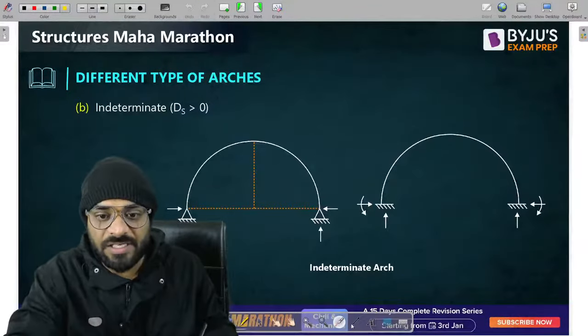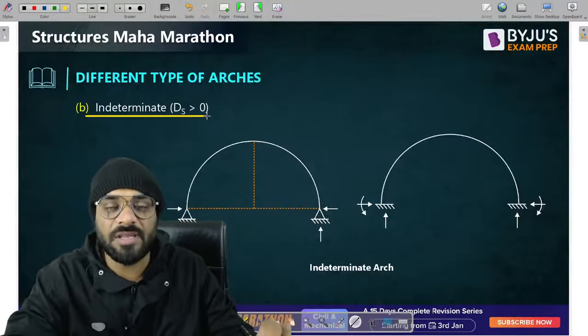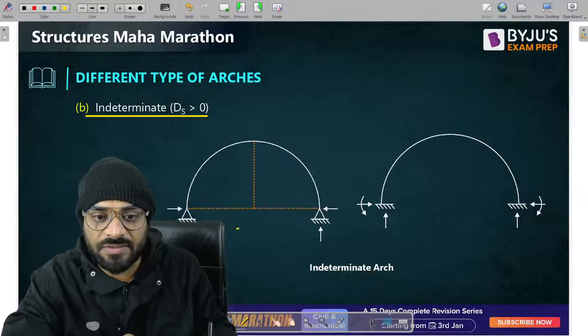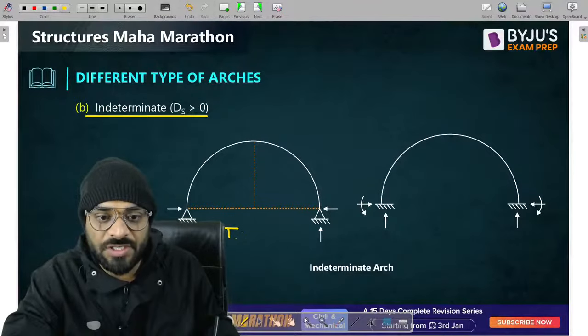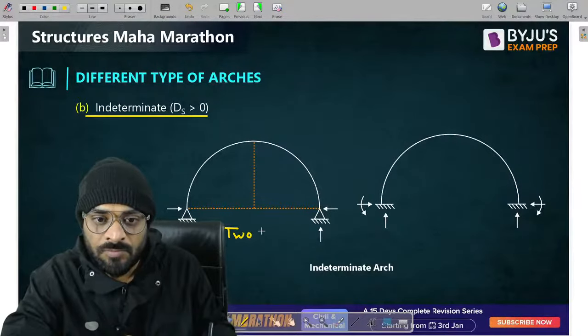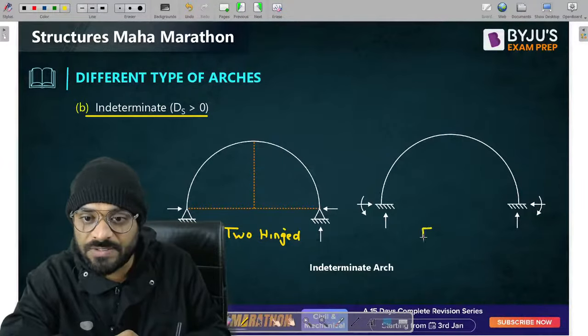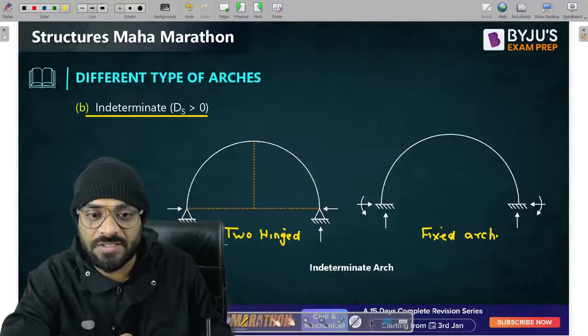Next one is the indeterminate arch. Indeterminate means whose static indeterminacy is greater than 0. So there are two examples. One is the two-hinge arch, and the second one is the fixed arch. So these are the two arches which come under the indeterminate arch condition.